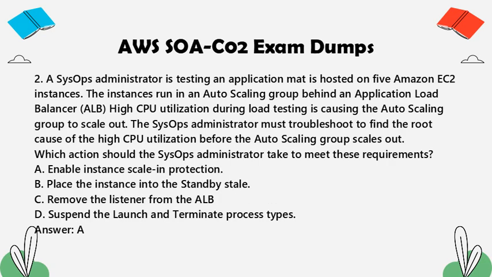2. A SysOps administrator is testing an application that is hosted on 5 Amazon EC2 instances. The instances run in an auto-scaling group behind an Application Load Balancer, ALB. High CPU utilization during load testing is causing the auto-scaling group to scale out. The SysOps administrator must troubleshoot to find the root cause of the high CPU utilization before the auto-scaling group scales out. Which action should the SysOps administrator take to meet these requirements?